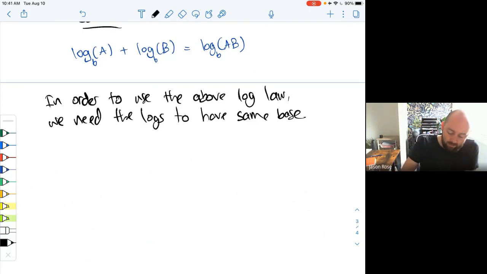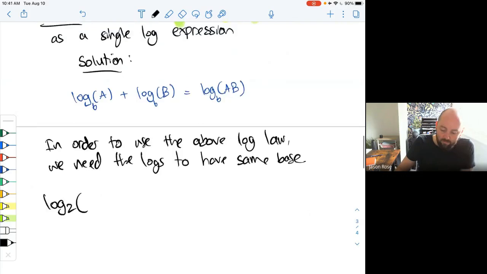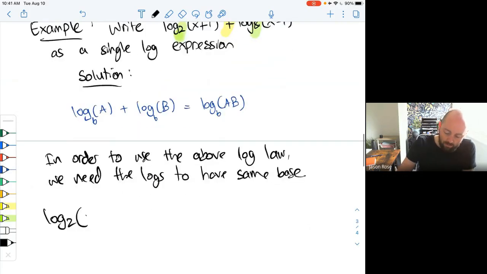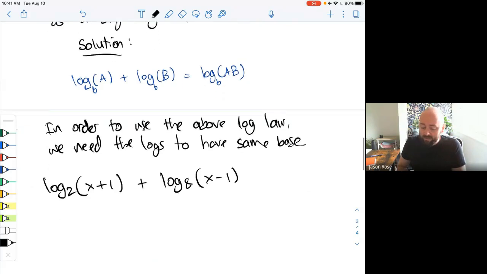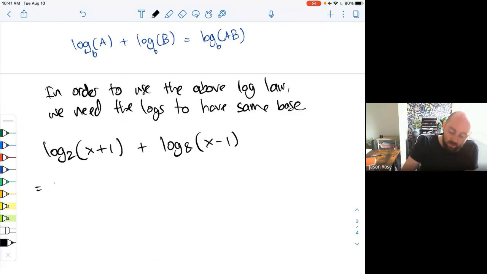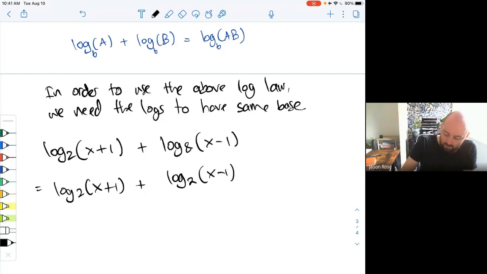So let me just go back to rewriting the question here. We had log to the base 2 of x plus 1 plus log to the base 8 of x minus 1. The problem is the different bases. So let's make every log term that we see here have the same base. Let's change that 8 to a 2 by using the formula.